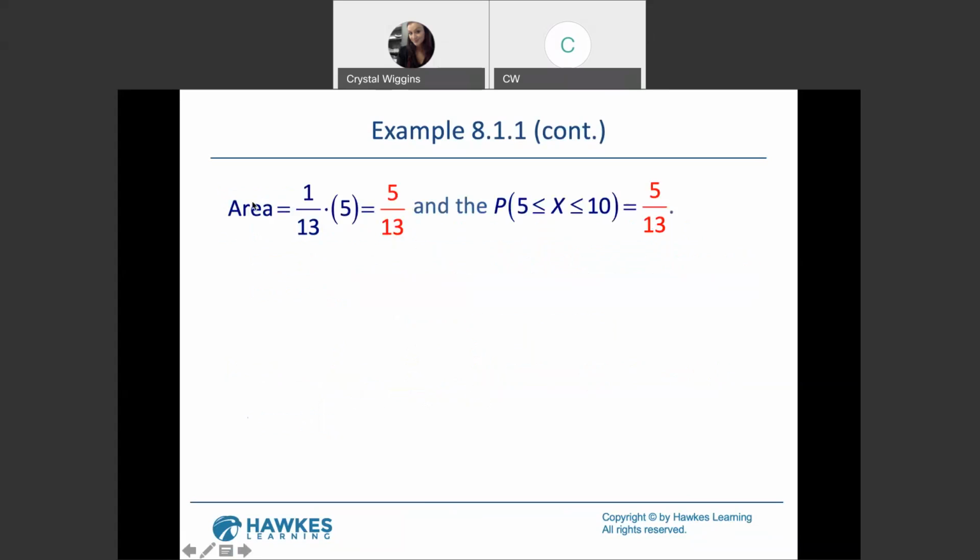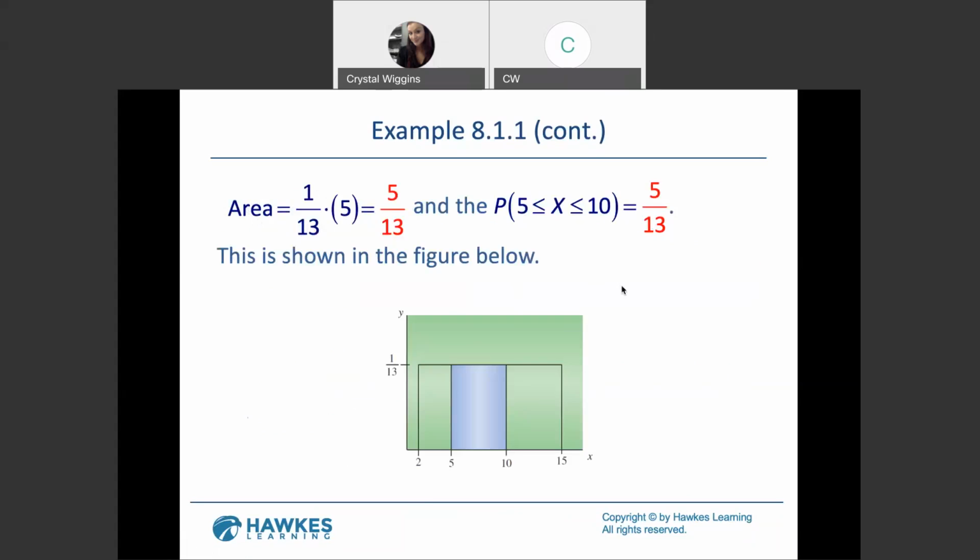So if we calculate the area, which is length times width or height times width, same thing, we multiply 1/13 times 5 and we get a probability of 5 over 13. Indicating there's a 5 out of 13 chance that the response time for the fire trucks will be between 5 and 10 minutes. So here's the picture of the rectangle from 2 to 15.